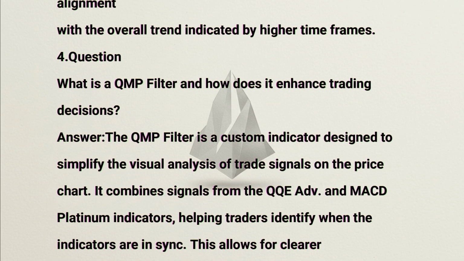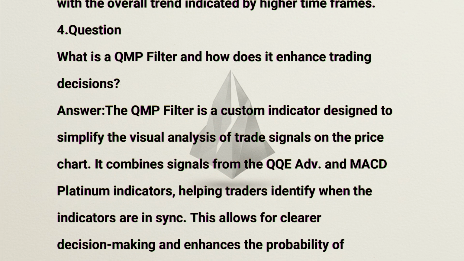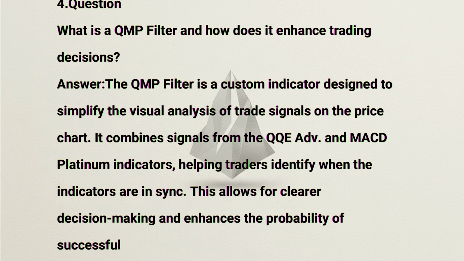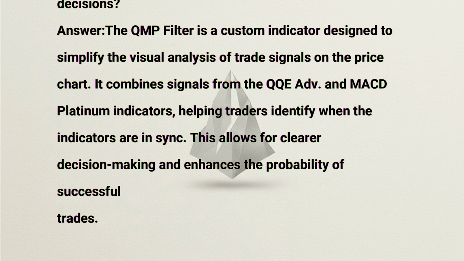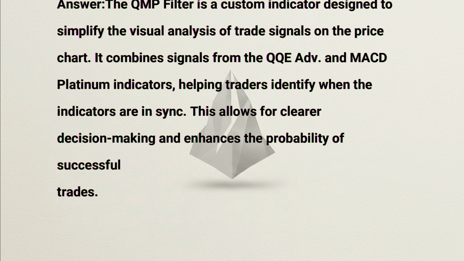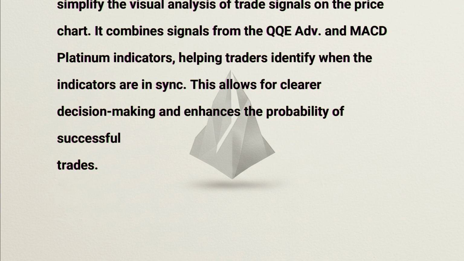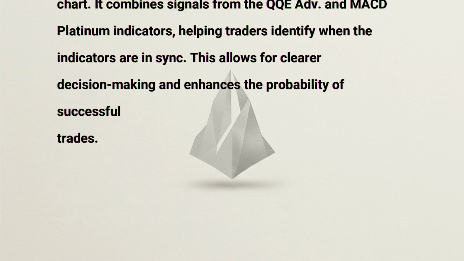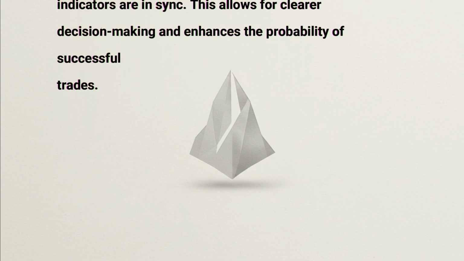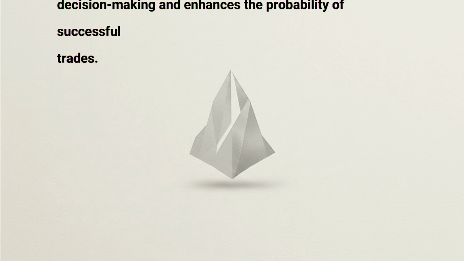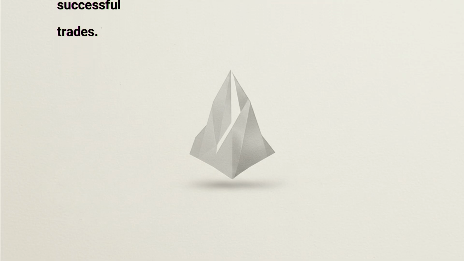4. Question: what is a QMP filter, and how does it enhance trading decisions? Answer: the QMP filter is a custom indicator designed to simplify the visual analysis of trade signals on the price chart. It combines signals from the QQADV and MACD Platinum indicators, helping traders identify when the indicators are in sync. This allows for clearer decision-making and enhances the probability of successful trades.